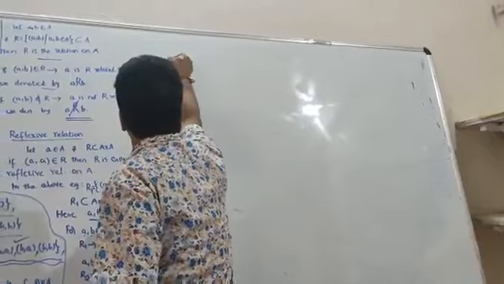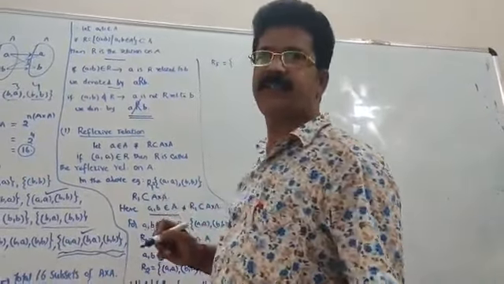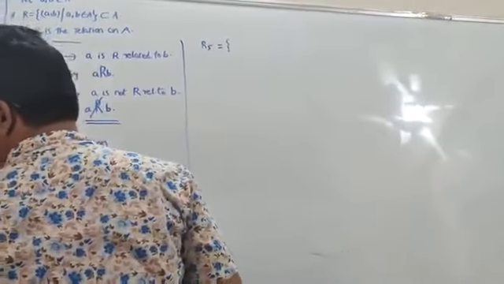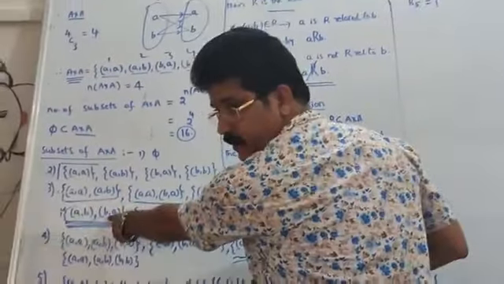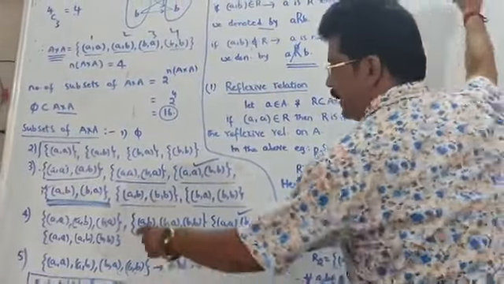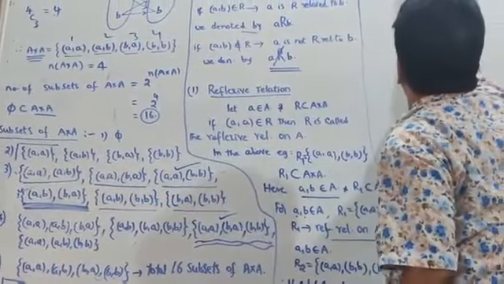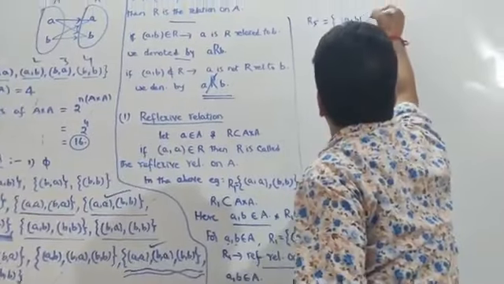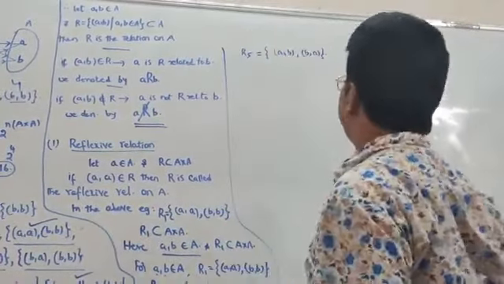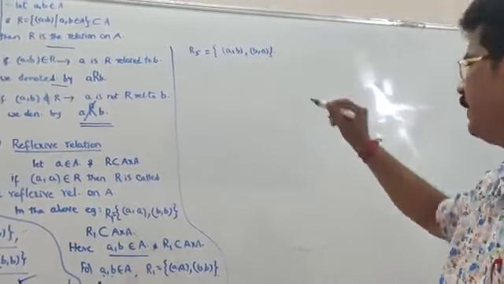R4 is over. I showed R4 is a transitive relation on capital A. Now, look at the board, we are considering this subset of A cross A: (A, B), (B, A). Let us consider this subset of A cross A, let it be R5.